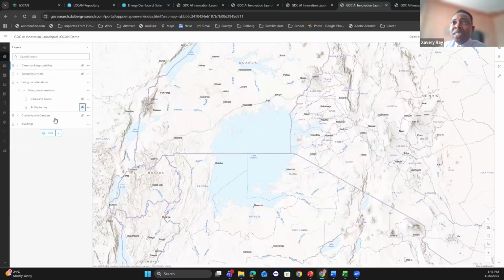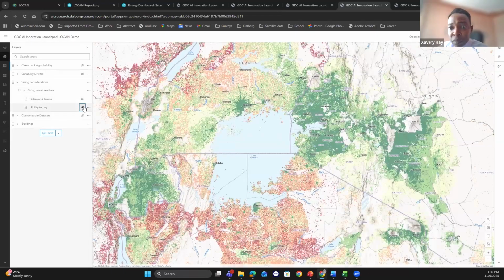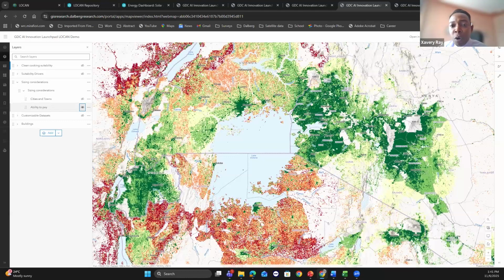So here we look at various data sets to estimate the size of the opportunity. We look at how many households live in an area, their income, that is their ability to pay, and how close they are to roads or markets. By combining these data sets, we can estimate the number of households that are both ready and able to adopt clean cooking solutions. And this would be your addressable market.